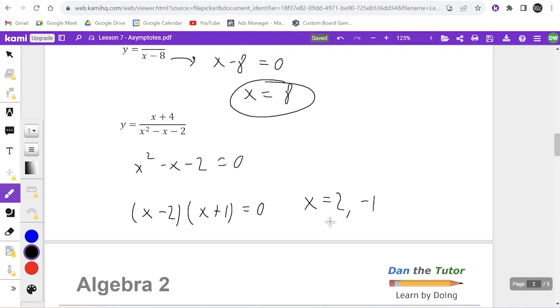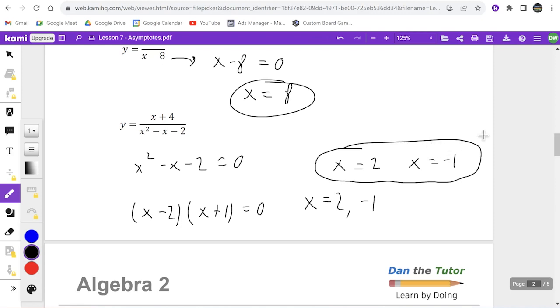Now don't write your answer like this. When you write your vertical asymptotes, you've got to write it as two different lines like this. And I am going to make a big deal about it. Not that it's that important, but I'm always a stickler for good notation, and why would I write the wrong answer anyway?